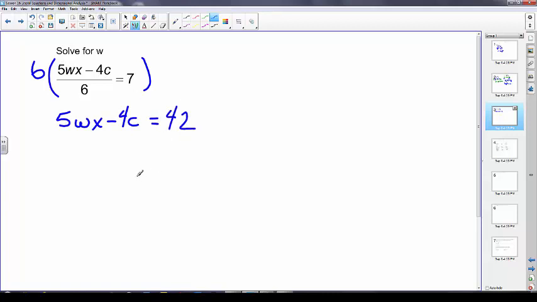And now it works like a similar problem we've done. I want to isolate the multiplication of the w, so I add 4c to both sides.